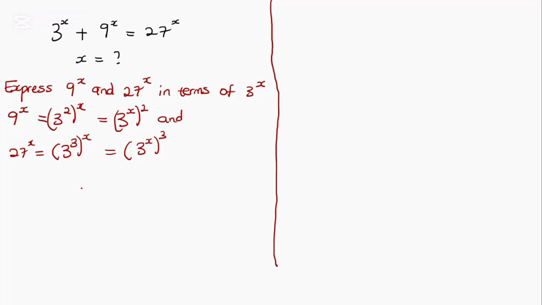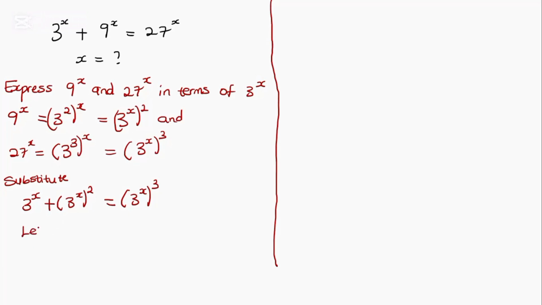Alright, so we have been able to express 9 raised to the power of x and 27 raised to the power of x in terms of 3^x. The next thing we want to do is to simply substitute these expressions into the original equation. If we substitute this in place of 9^x and this in place of 27^x, the equation becomes 3^x plus (3^x)^2 is equal to (3^x)^3.